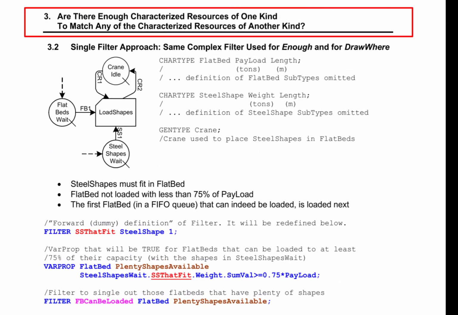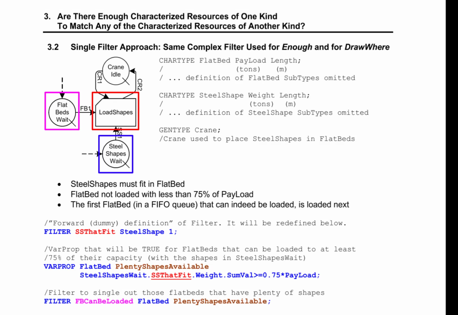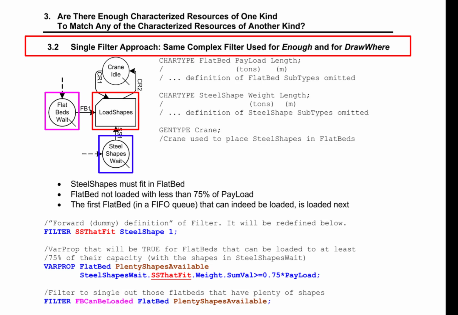We shall again consider the question whether there are enough characterized resources of one kind to match any of the characterized resources of another kind so as to allow an activity to start. The previous approach in 3.1 used two different filters, one for the enough statement and one for the DrawWhere statement. In this model, we will use a single filter. We will use the same filter for both enough and for DrawWhere.